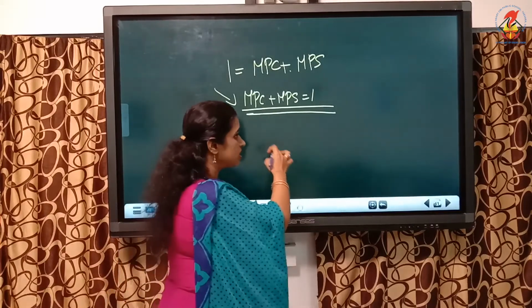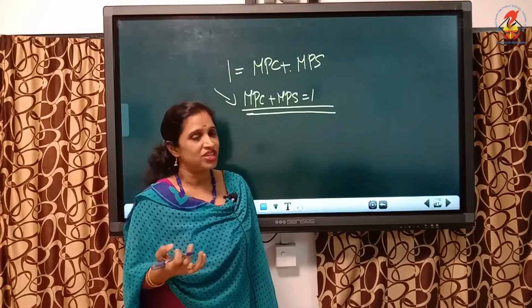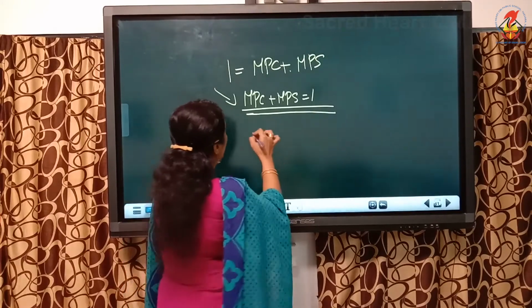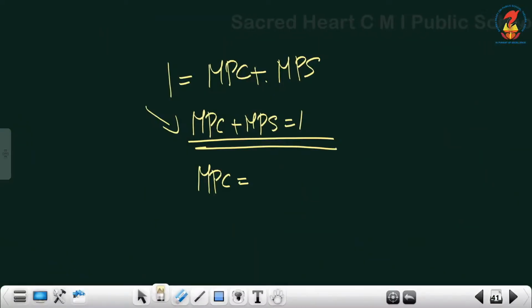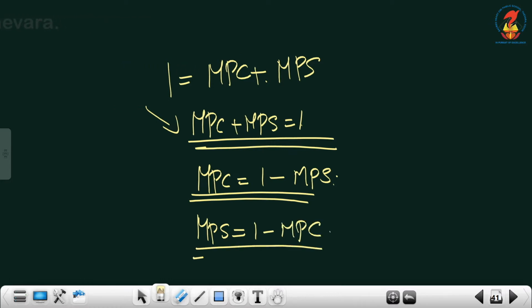So from this we are going to derive another equation for MPC and MPS, just as we did for APC and APS. Now how will you find out MPC from here? MPC is equal to 1, let 1 be here, take MPS this side, therefore it is 1 minus MPS. So MPC is equal to 1 minus MPS and MPS is equal to 1, take MPC to the side, 1 minus MPC. So these are the two equations.